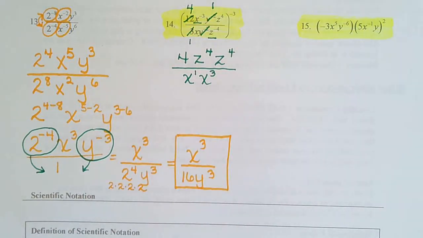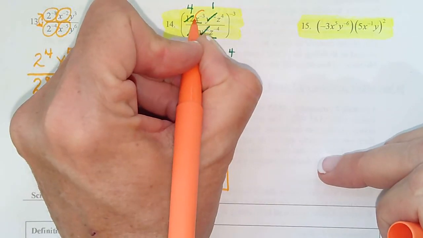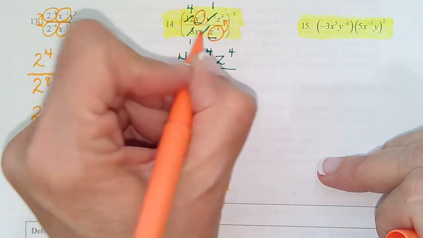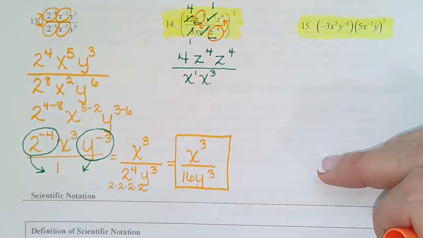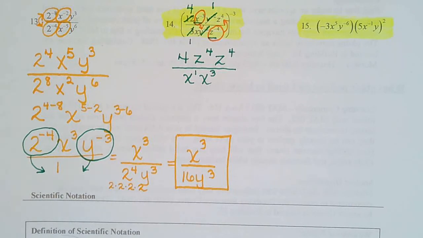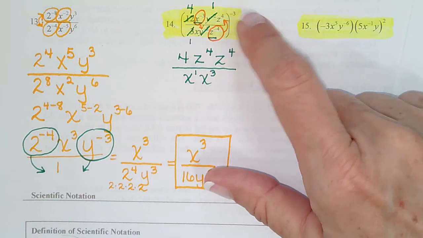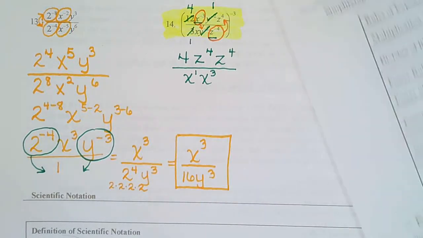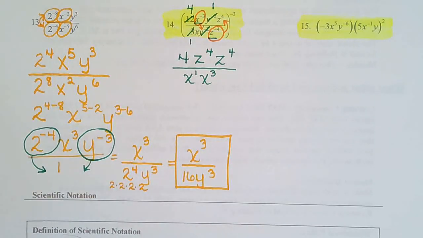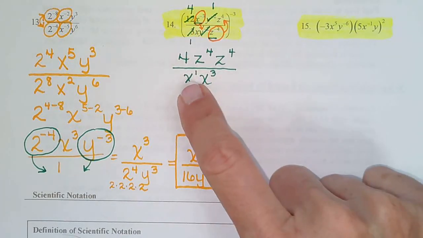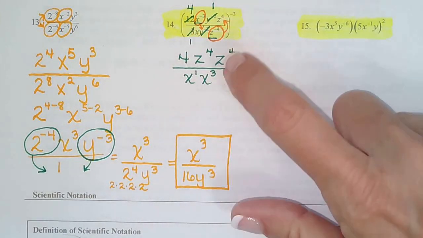So maybe we should have these circled so we know that they have to move rather than underlined. So those two had to move. This one had to go up. That one had to go down. That way you can kind of see where they went. So the y's canceled, x to the third went down, z to the fourth went up. And they stayed right there beside the exponents that were already positive. So the exponents that were already positive did not move. That's why x to the first stayed in the denominator and z to the fourth stayed in the numerator.